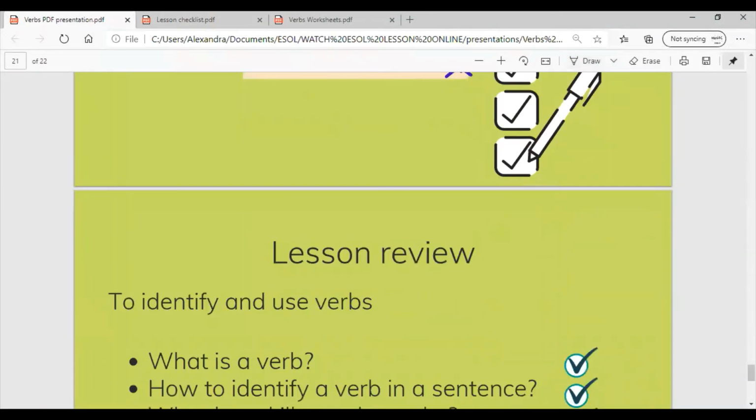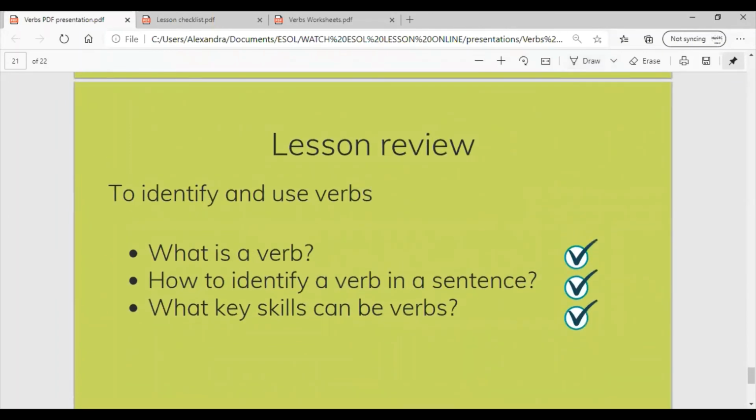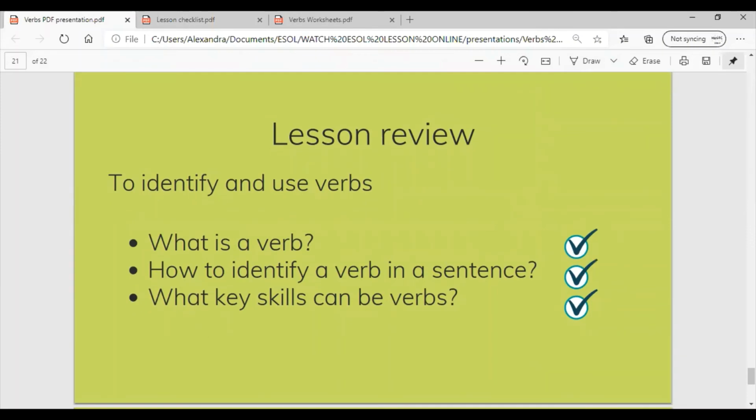Okay, so that was just a quick run through on a quick idea of what verbs are and how to find them in a sentence. So today we've looked at identifying and using verbs within a sentence. So first we looked at what a verb is. Now we've worked out that a verb is an action word and it tells us what the person, the animal, or the thing is doing in the sentence.